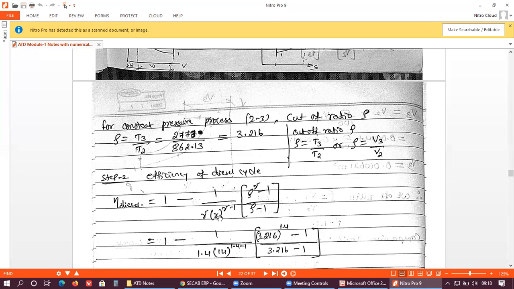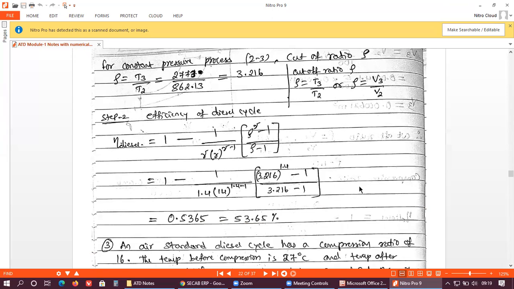Here the r value is already given, that is 14, the gamma value is constant, that is 1.4, and we have calculated the value of rho, that is 3.216. So you have to substitute all the values in this equation for the efficiency of the diesel cycle, and you have to make use of your calculator very carefully, otherwise whatever answer you get will not be correct. So you have to make use of your calculators properly.